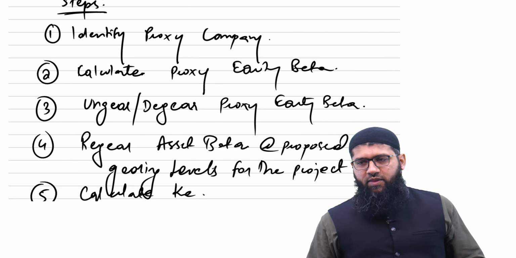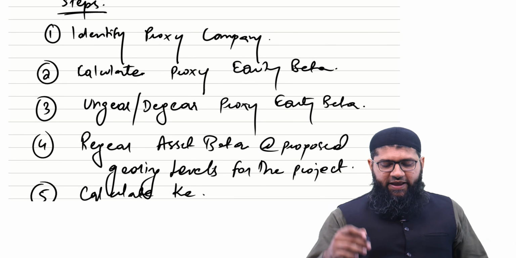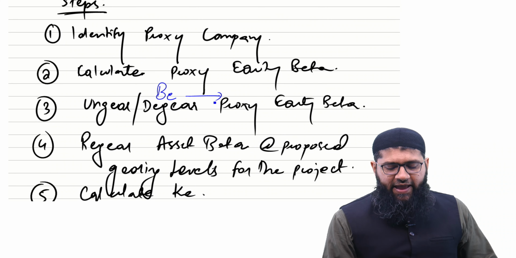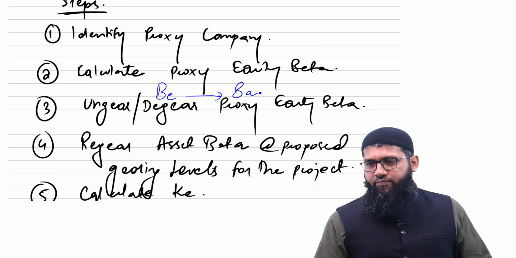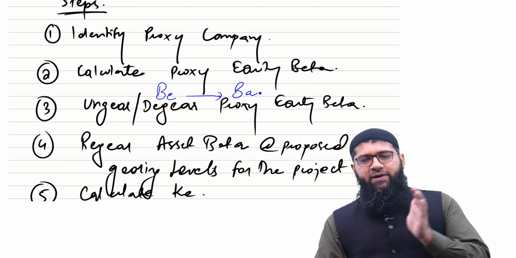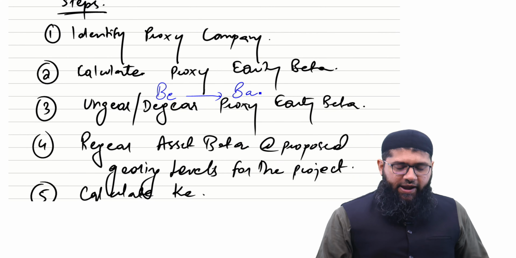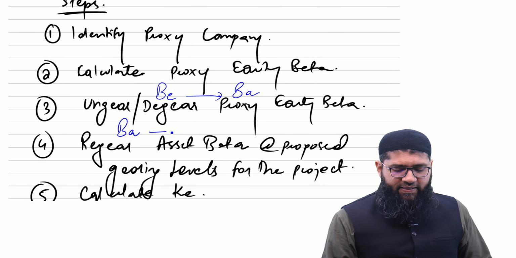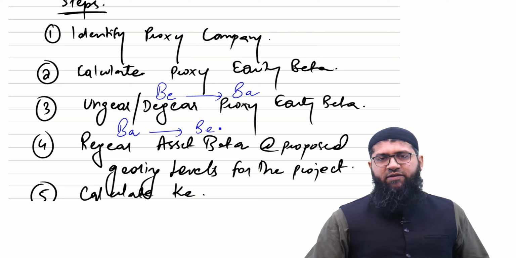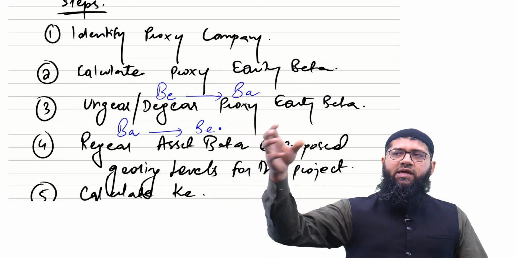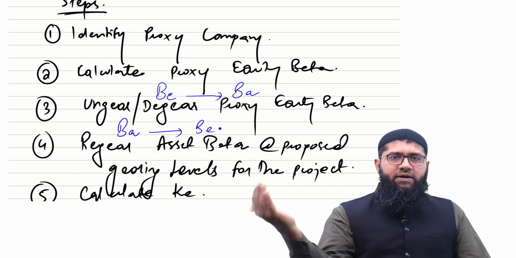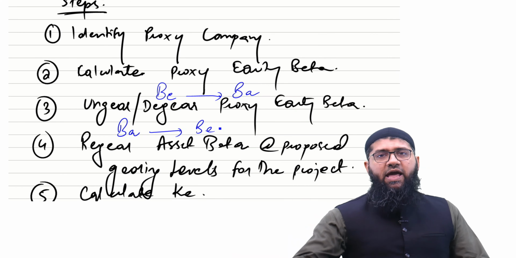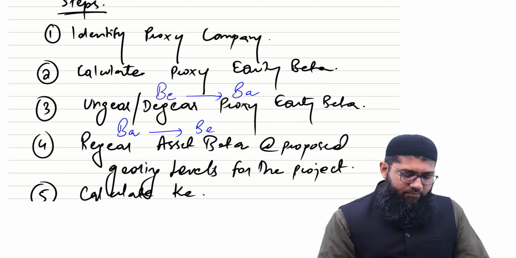Now if I talk about all this, the first thing is that you have to identify the proxy company, then calculate the proxy equity beta, and then de-gear. De-gear is that you have to convert the equity beta to asset beta. When we talk about re-gear, re-gear is basically converting back the asset beta to equity beta. So you identify the proxy company, establish its equity beta, de-gear it, and after de-gearing you get the business risk. Now you re-gear it at the proposed gearing level.